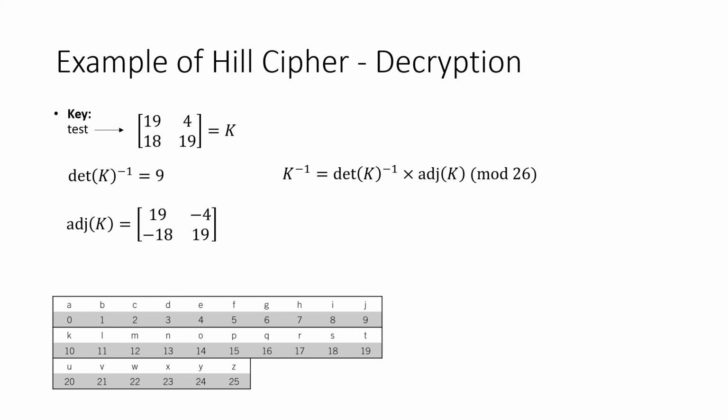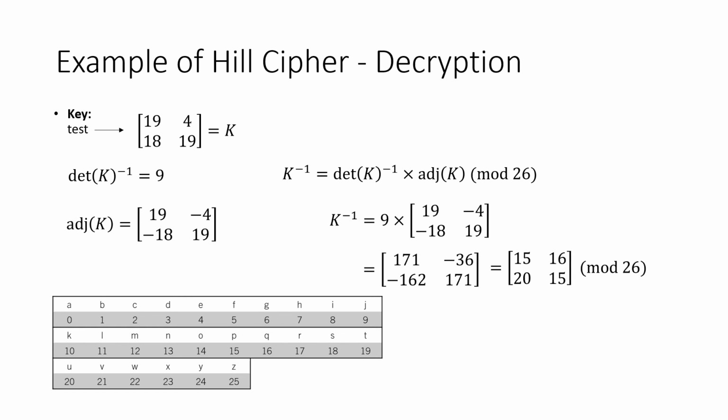So at this point, we have everything we need to calculate the inverse of the matrix K. We have the inverse of the determinant, and we have the adjugate matrix in mod 26. So simply we need to multiply the adjugate matrix by the number 9. Once we do the multiplication, we get the following values, and we are interested in these values in mod 26. Again, using a calculator or a computer, we can simply find these values in mod 26 easily. And we see it yields the other matrix with entries 15, 16, 20, and 15. And this is going to be the inverse matrix of K.